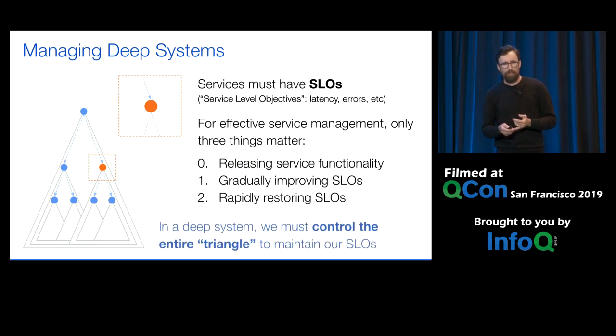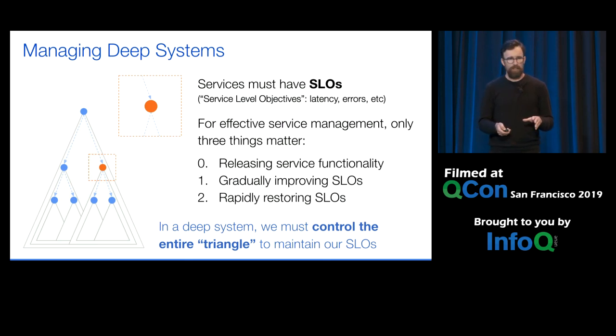And in a deep system, we have to control the entire triangle below us in order to maintain our SLOs. If we're not able to account for and react to the things we depend on, we will not be able to have control over SLOs, and thus, we'll disappoint our bosses and our consumers and everyone else, and it's a bad day. So this is what it's all about. I spent a long time on this slide just to make sure it sunk in. I hope this makes sense to people.